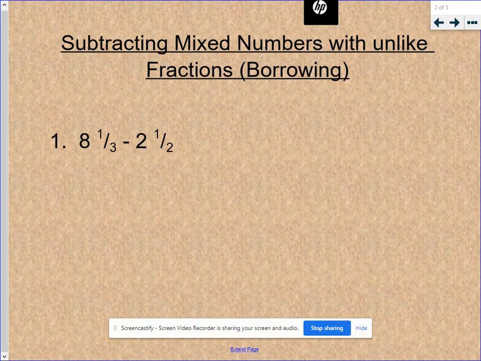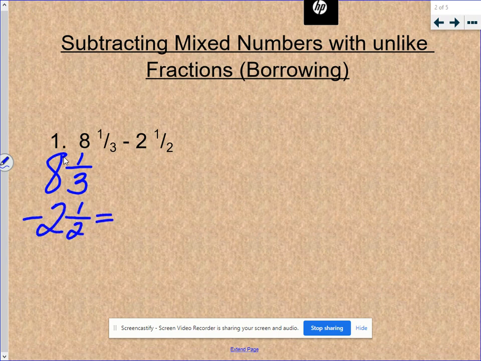Fractions with unlike denominators in the borrowing method. Okay, so we have 8 1/3 minus 2 1/2. Just like we've been doing all this week, we are going to set our problems up vertically. We are going to get common denominators.